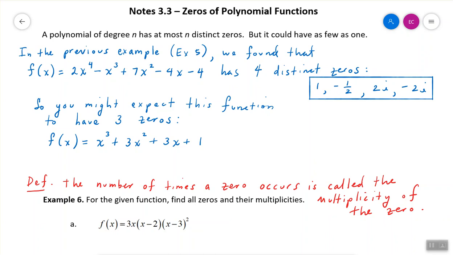Okay, we're moving on in section 3.3. We're getting near the end of the section. We have a couple of observations to make and a couple of examples to work.